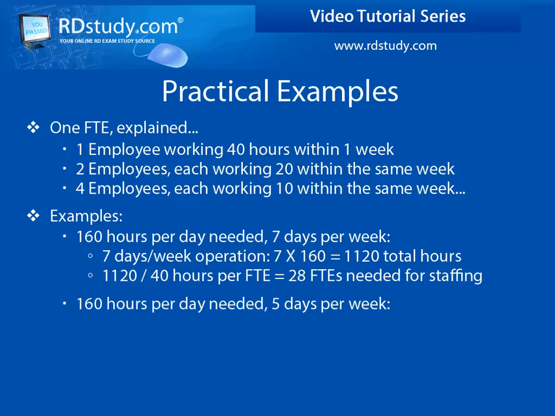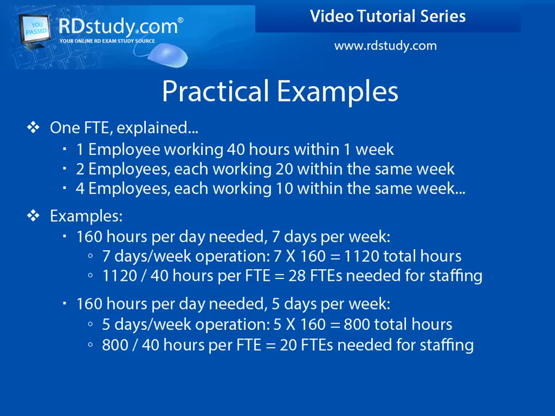But say you were only open for 5 days during the week instead of 7. Then your need for FTEs drops down to 20. The calculation there is 160 hours needed per day times 5 days a week, totaling 800 total weekly hours. Once again, divide by 40 hours per FTE, and you get 20 FTEs needed for that week.